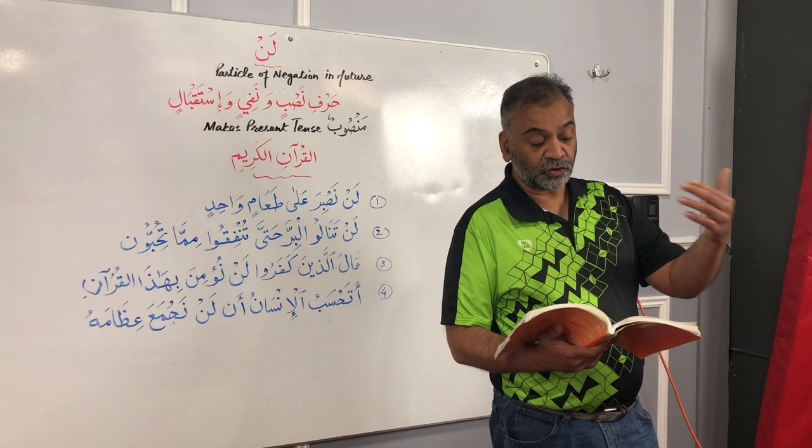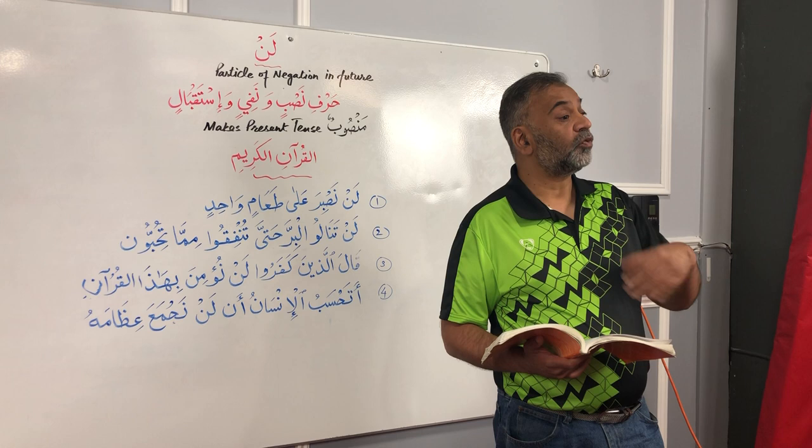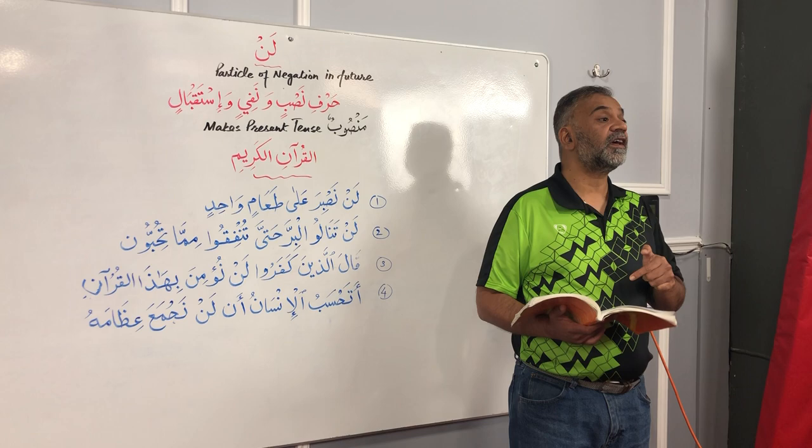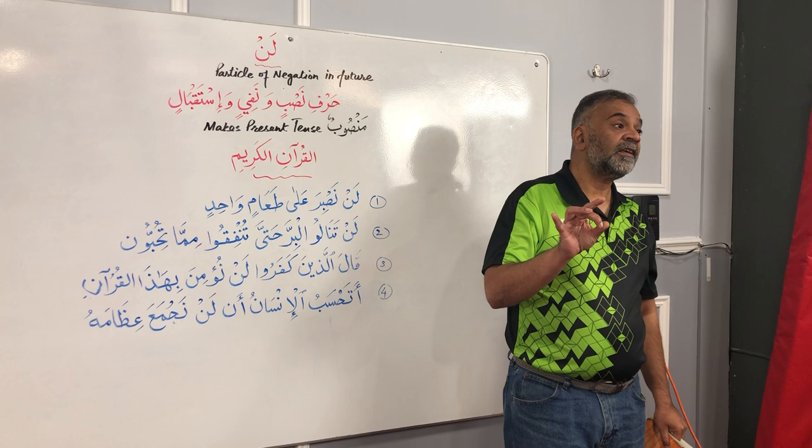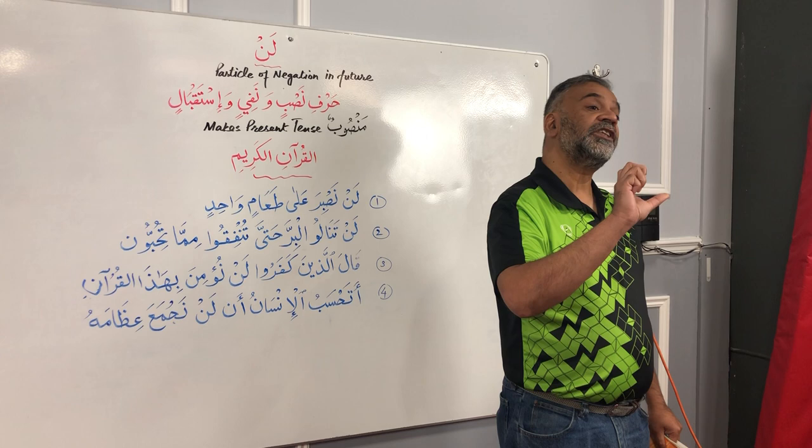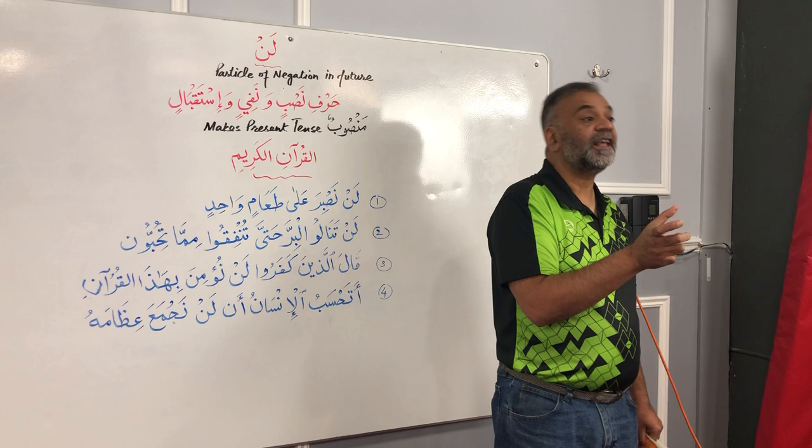What is controlling azura? Azura is in mansub form. Who's controlling azura? An. Where is an? I don't see an here. It is hiding behind lamu ta'lil. What is lamu ta'lil technically? Harfu jarr. But then when an comes and hides behind it, it will change the properties of harfu jarr into lamu ta'lil. And then it will be followed by fi'lun mudare' mansub, to visit.